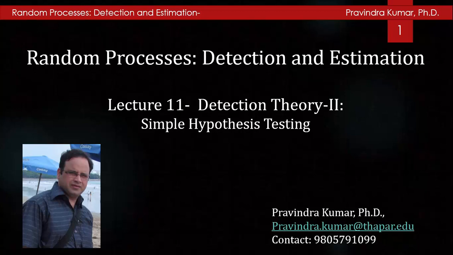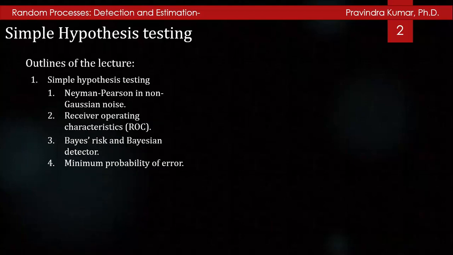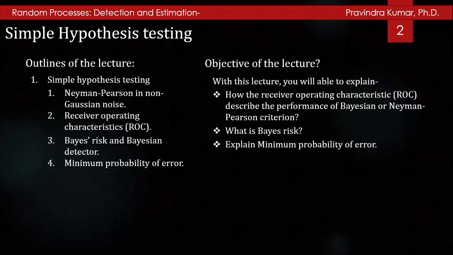The outline of this lecture is: we will discuss simple hypothesis testing, where we will cover Neyman-Pearson in non-Gaussian noise, the receiver operating characteristic (ROC), Bayes risk and the Bayesian detector, and then minimum probability of error. The objective of this lecture is that you will be able to explain how the receiver operating characteristic ROC describes the performance of Bayesian or Neyman-Pearson criteria, what the Bayes risk is, and explain minimum probability of error.